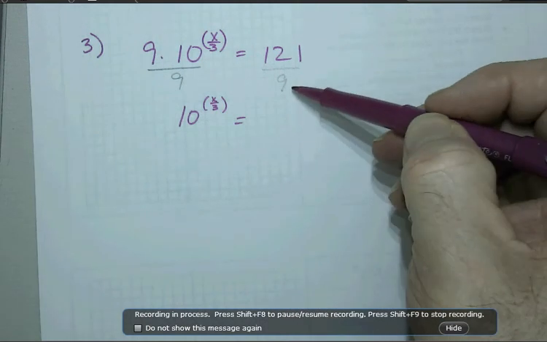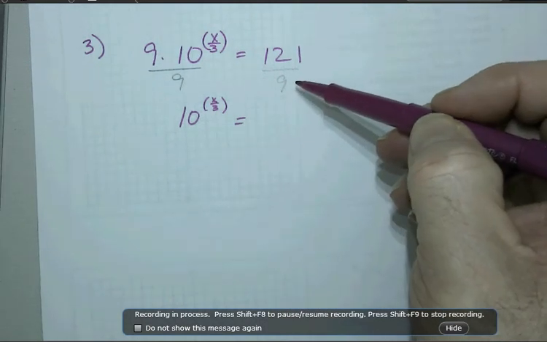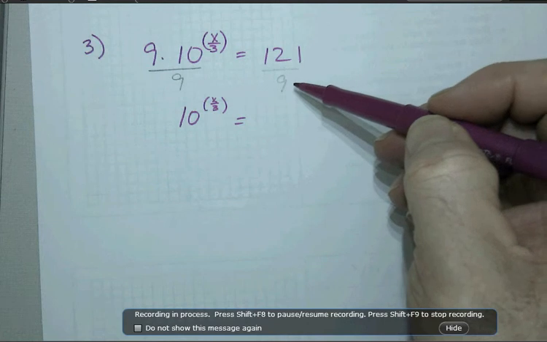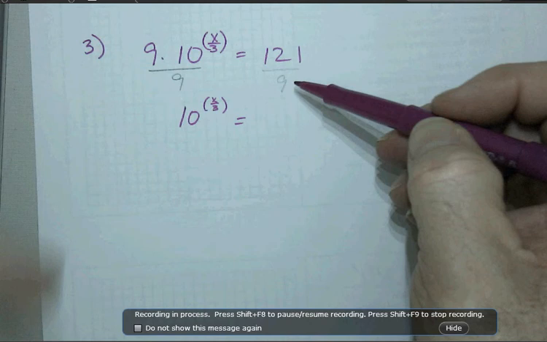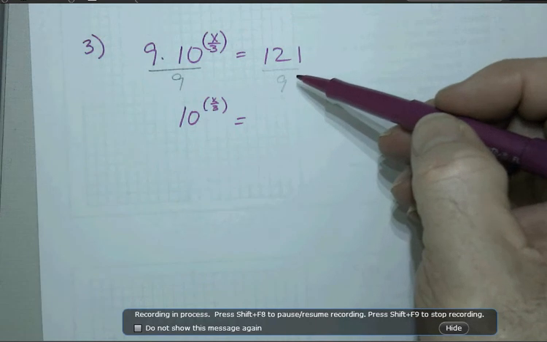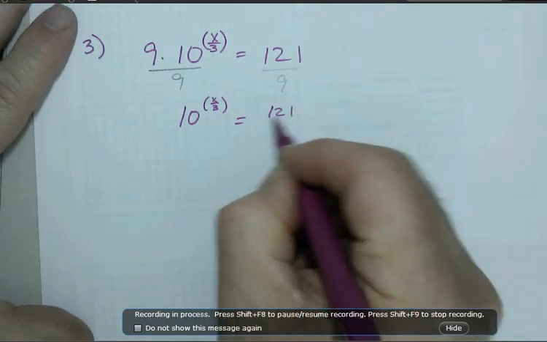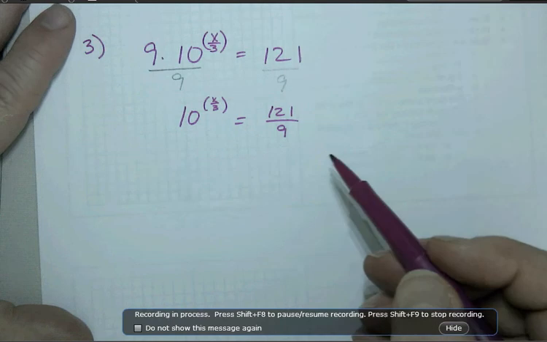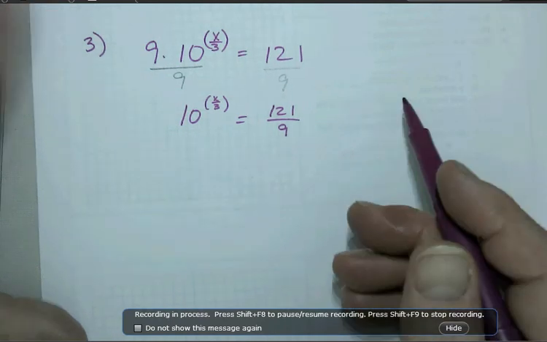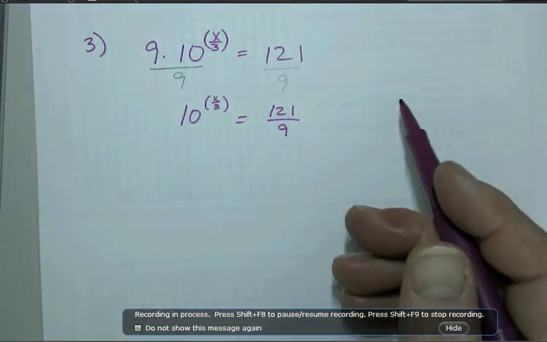121 divided by 9, it's not a pretty number. I mean, it repeats, it goes on. I could write down a decimal approximation, but it's going to affect my answer. So I think instead of rounding, I'm just going to leave it as 121 over 9. I guess it's not the end of the world if you were to round here, but obviously rounding here is then going to affect the future answer.